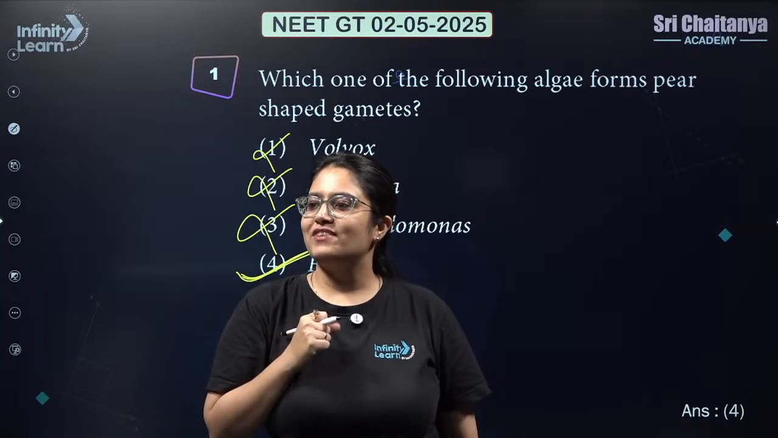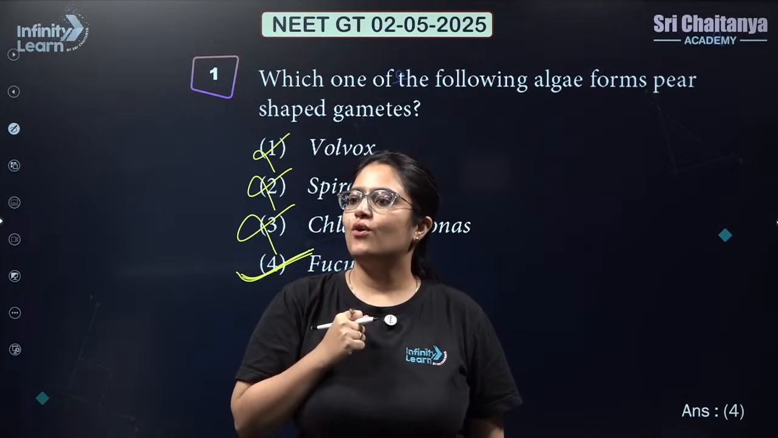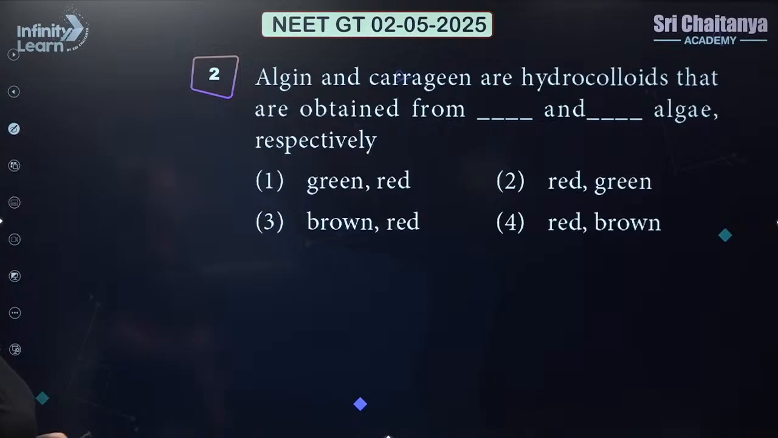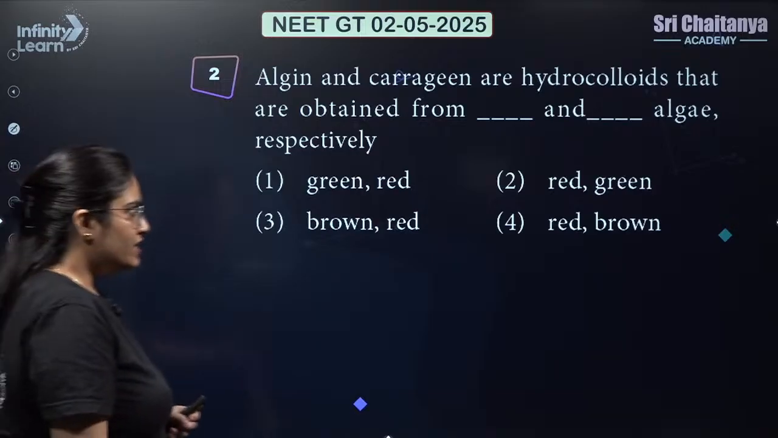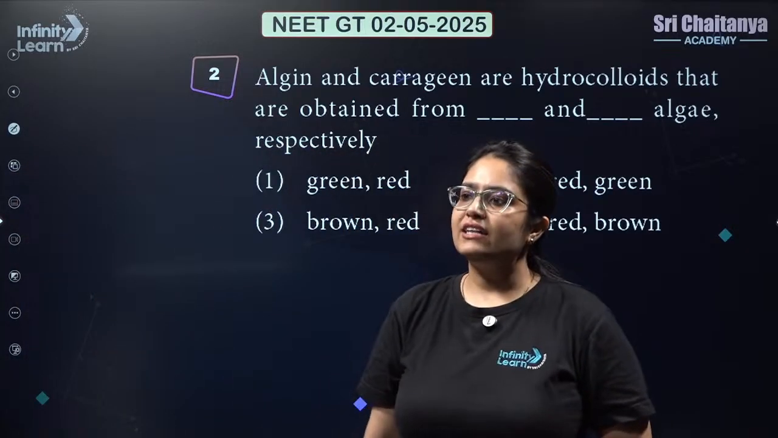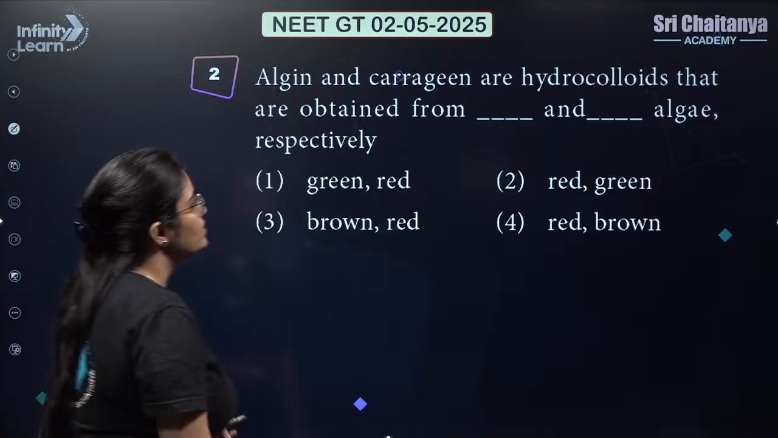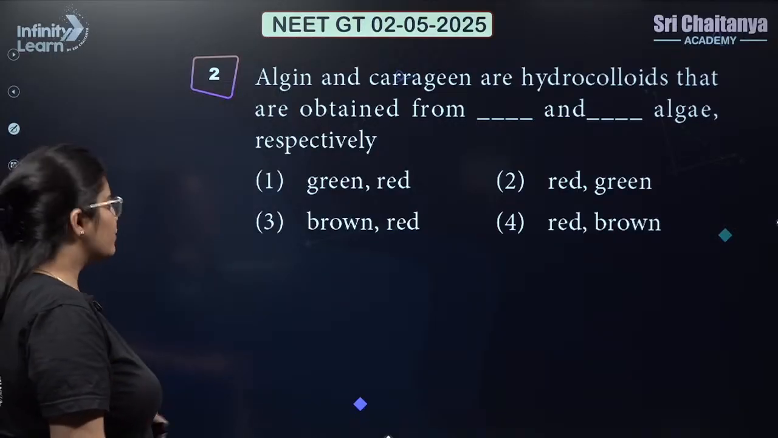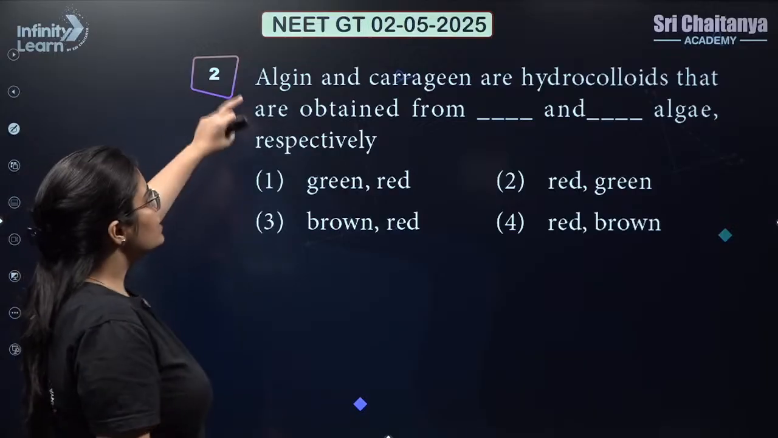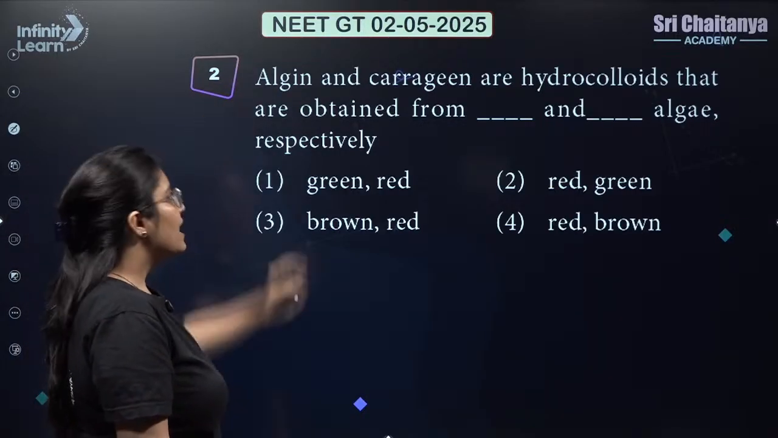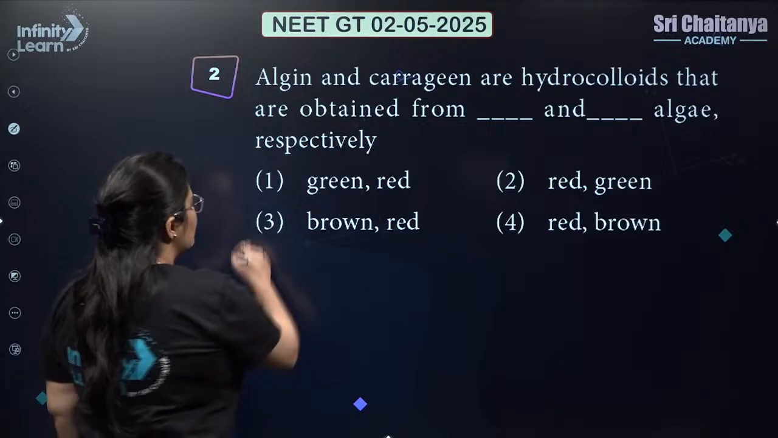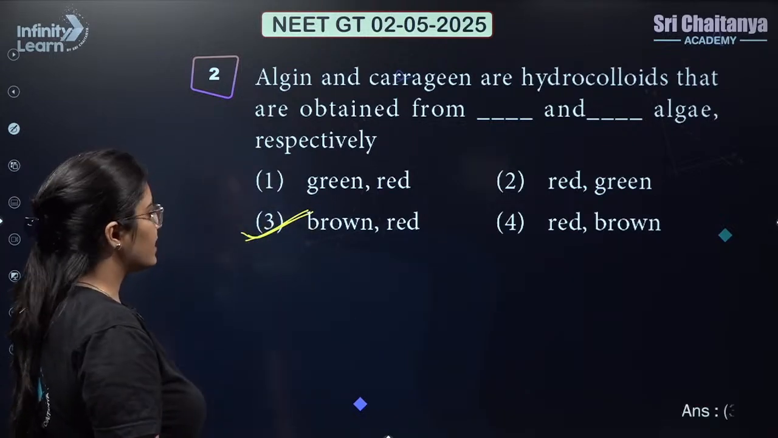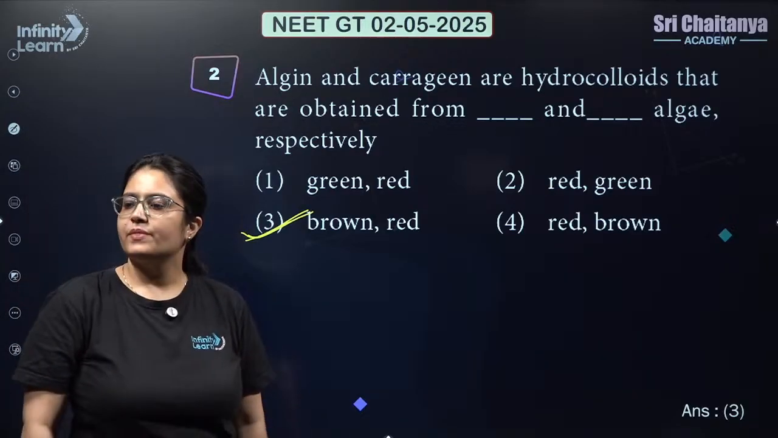Let me know what is the answer to the next question in the chat box. Algin and carrageen are hydrocolloids obtained from dash and dash algae respectively. So please notice, algin is obtained from brown algae and carrageen from red algae. So answer should be 3. Algin from brown, carrageen from red. Correct answer is 3. Yes everyone?